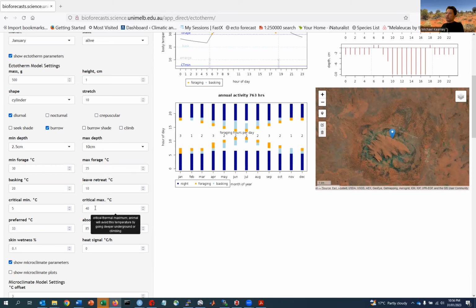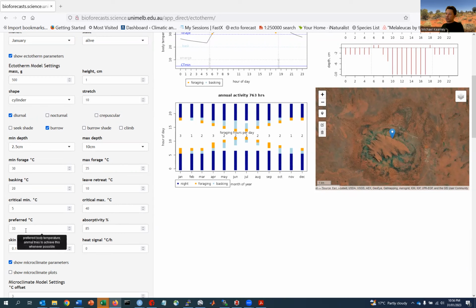And then there's the critical thermal maximum and minimum, which in this simulation, it's trying to avoid the critical thermal minimum by going deeper underground. And it's also trying to avoid getting near the critical thermal maximum by going underground. And in fact, it avoids getting to the critical thermal maximum. The threshold that causes it to go deeper is halfway between what you set the maximum foraging temperature and the critical thermal maximum. So about 37.5. It won't get any hotter than that if it can avoid it.